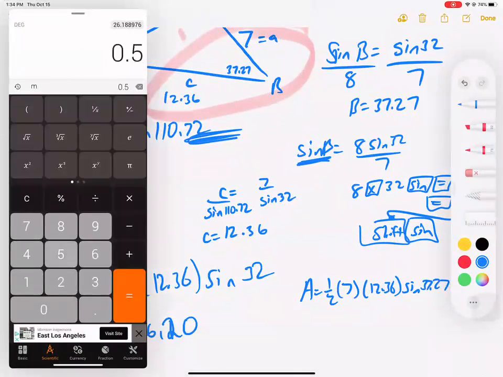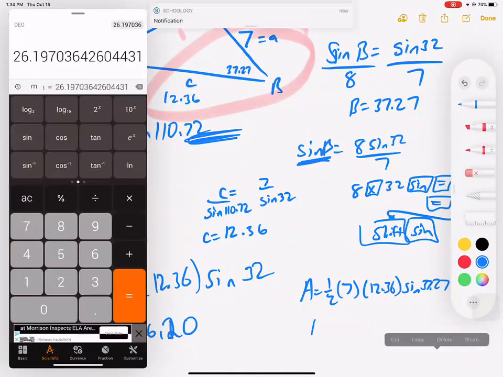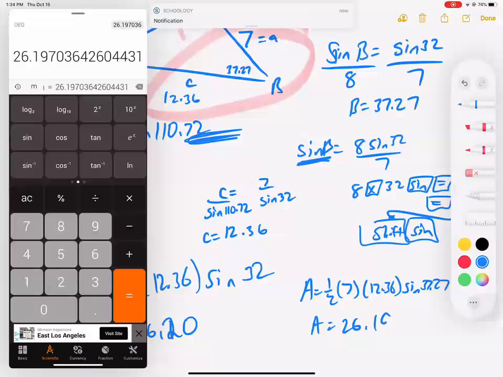Okay, you can do 0.5 also instead of 1/2, times 7 times 12.36 equals, then times 37.27 sine equals. I got 26.19, rounding up.